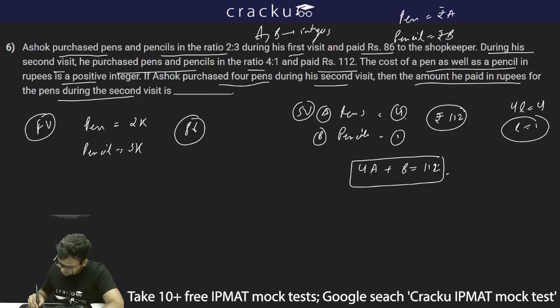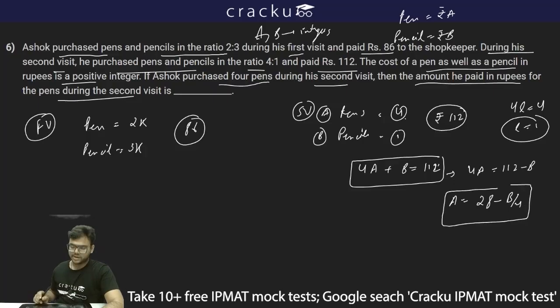I can further solve this. This will become 4A is equal to 112 minus B, or I can write A is equal to 112 divided by 4 is 28, so this is 28 minus B by 4. So A is equal to 28 minus B by 4.